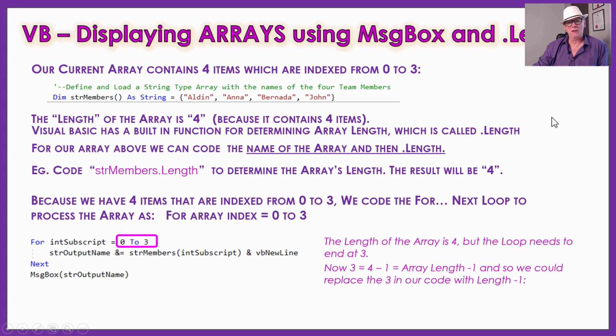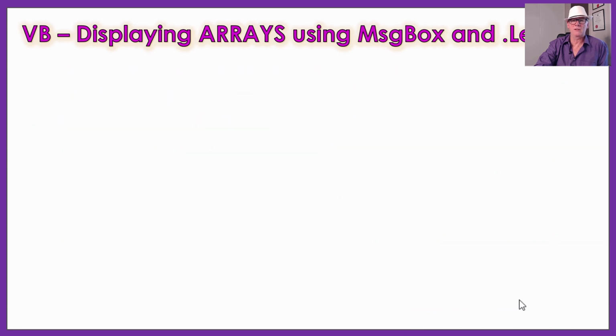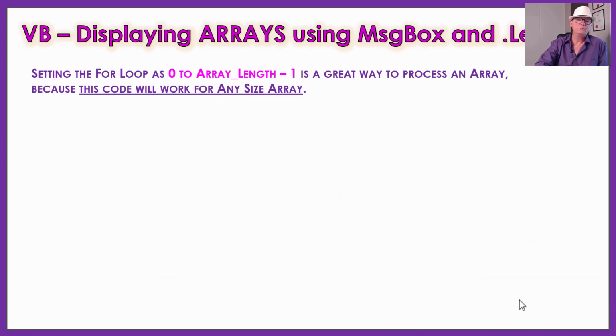If you don't know how long the array is, or if you want to have capacity for it to expand in size later on, you can just code your loop as for int subscript equals 0 to string members.length, how long the string is, minus 1, okay? Because that's going to be where the last item is in the array. Now, if you've done the substrings lesson and understood that, this will all make sense, especially if you did that validating password lesson, which was a fairly recent lesson we added.